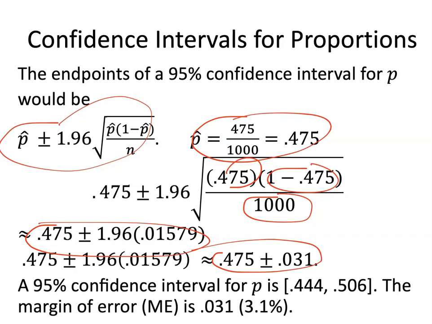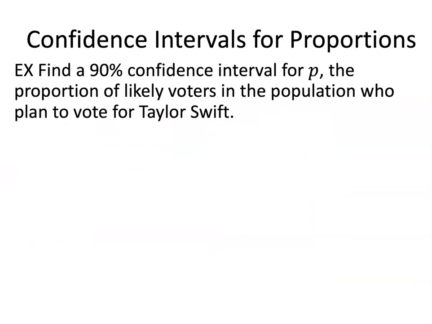So a 95% confidence interval is going to be 0.475 minus 0.031, which is 0.444, and 0.475 plus 0.031, which is 0.506. So we're 95% certain that the true value of p, the population proportion, is in this interval. The margin of error is 0.031, so it's this quantity here, which is really the same as this stuff over here, 1.96 times that square root expression. That's the margin of error.